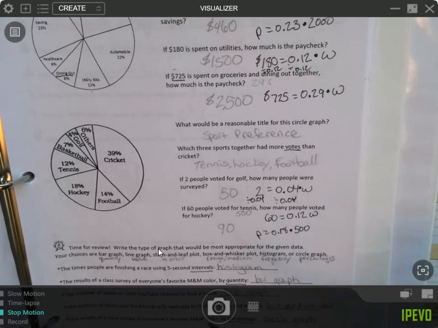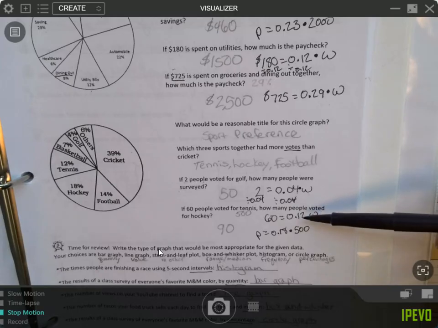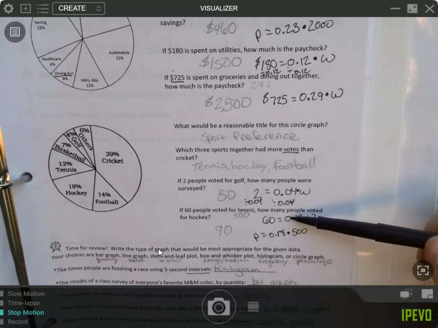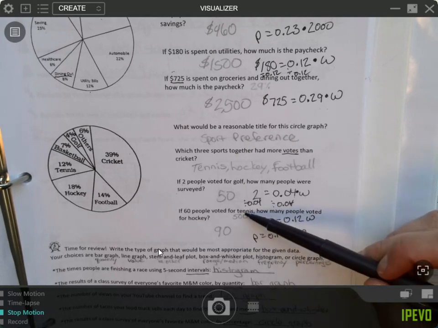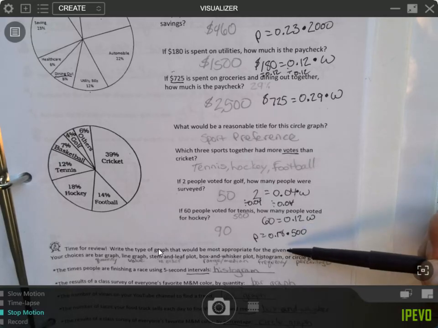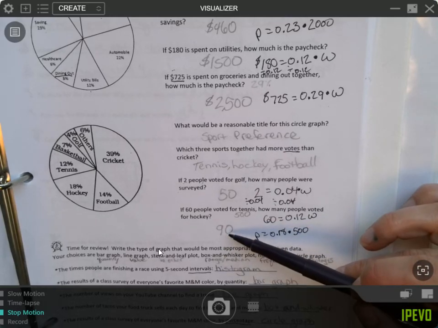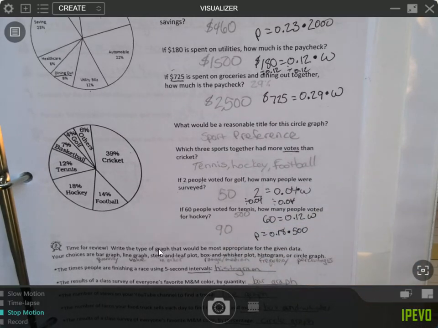Then we have, if 60 people voted for tennis, how many people voted for hockey? So we knew there were 60 people as the part, and that was 12%. We had to do that math, divide 60 by 0.12 to get 500 for our whole. So we could fill in the 500 for the whole. We know that hockey was 18%, so if we multiplied those two together, we got our part of 90.